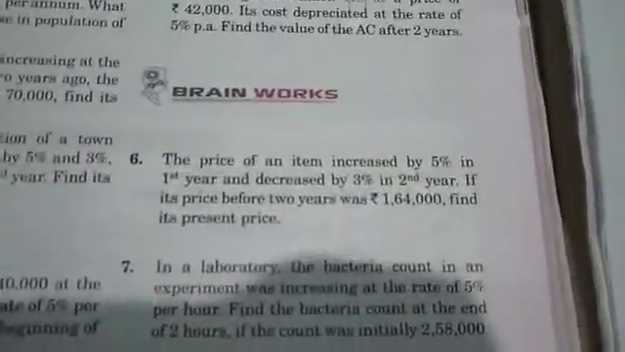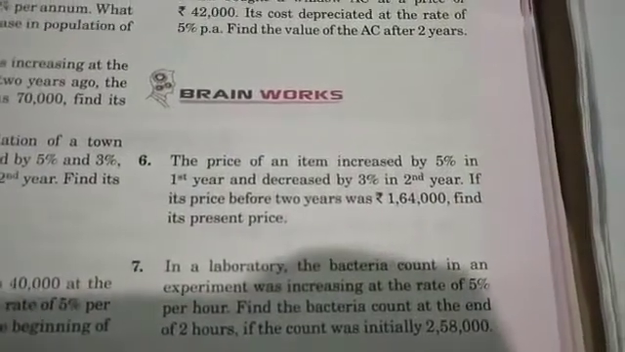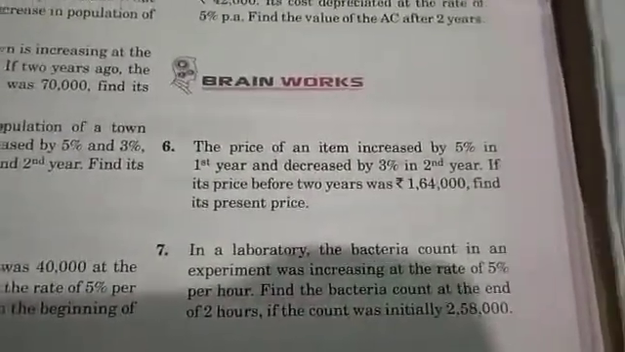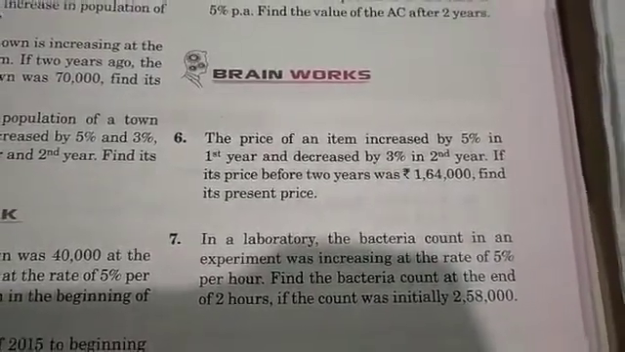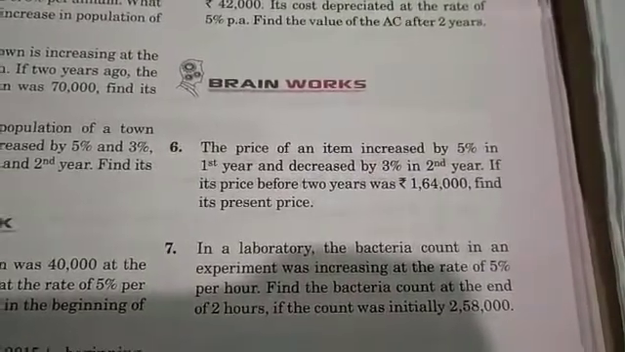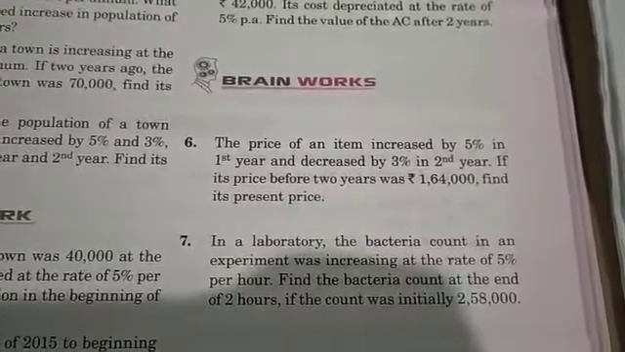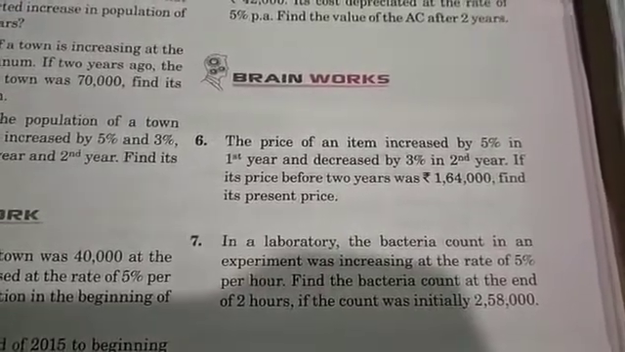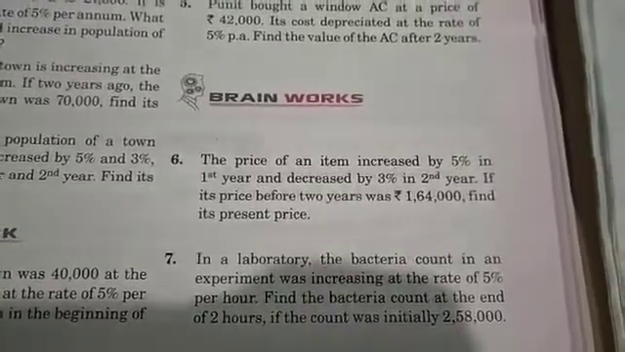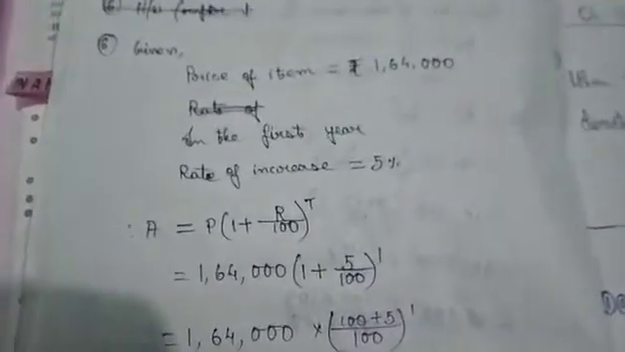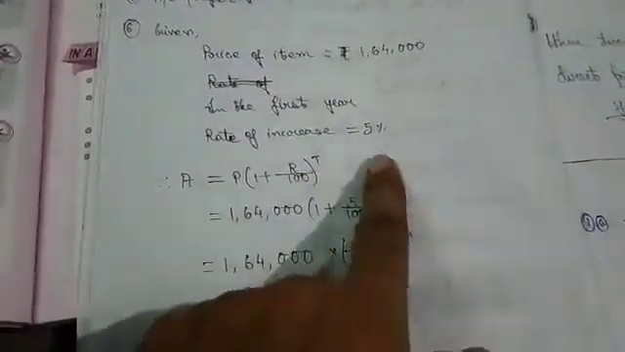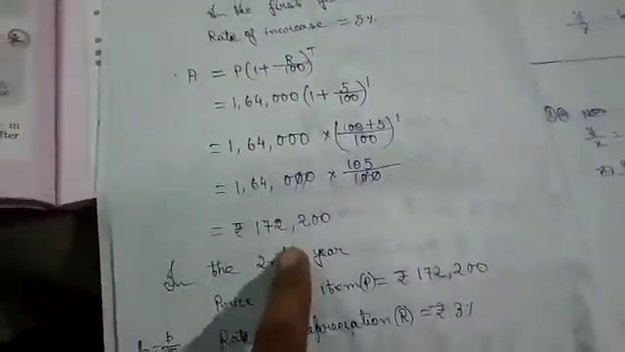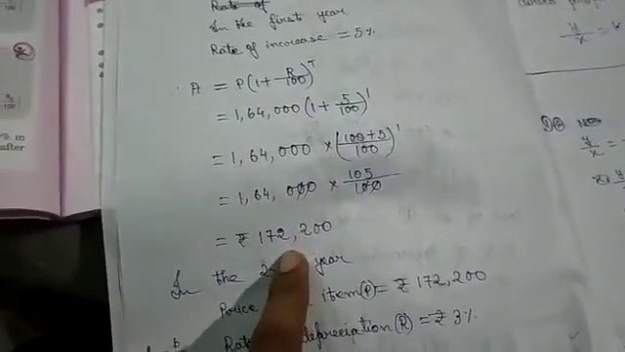Question number 6. The price of an item increased by 5% in the first year and decreased by 3% in the second year. If its price before 2 years was 1,64,000, find its present price. So the price of the item in the first year is given as 1,64,000 and for the first year the rate is 5%. So first we have to find what the price will be after the first year with the 5% increase.